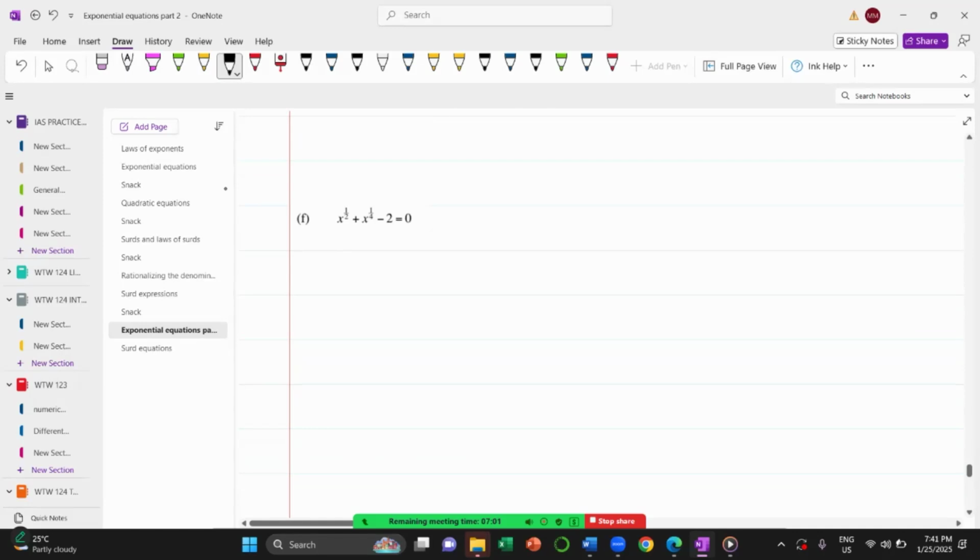So problem F, it's saying I have x to the exponent of 1 over 2 plus x to the exponent of 1 over 4 minus 2 equal to 0. For this one, guys, please listen to me very carefully. This thing actually is a quadratic again, but I'm going to show you how you see that it's a quadratic. Check now.